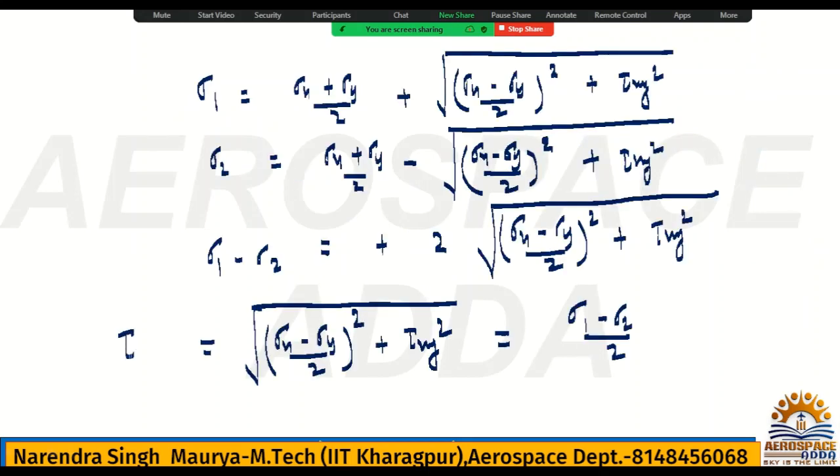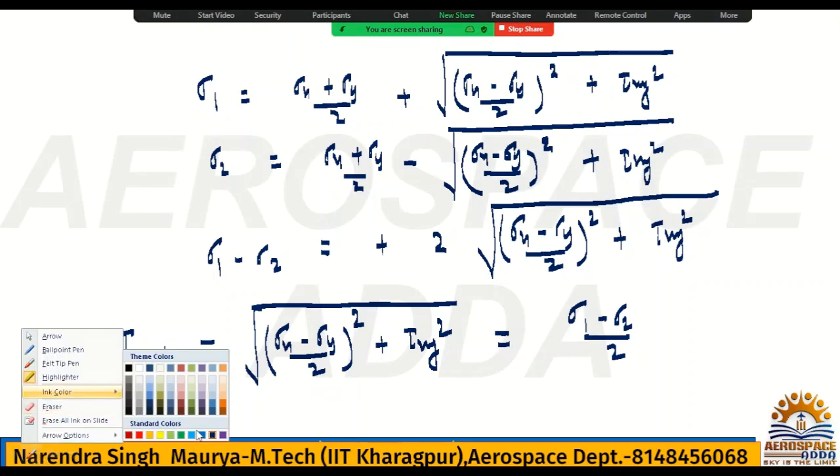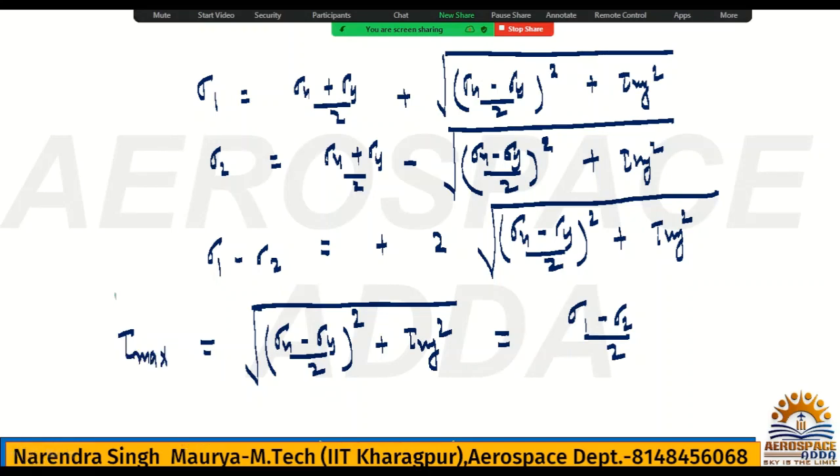So this is also very important. In competitive exams they will give the major and minor principal stresses, sigma 1 and sigma 2. They will not give sigma x, sigma y, or tau xy, only sigma 1 and sigma 2, and they will ask what is tau max. If you know this formula, you can easily calculate it. Only sigma 1 minus sigma 2 by 2 will be the value of maximum shear stress.